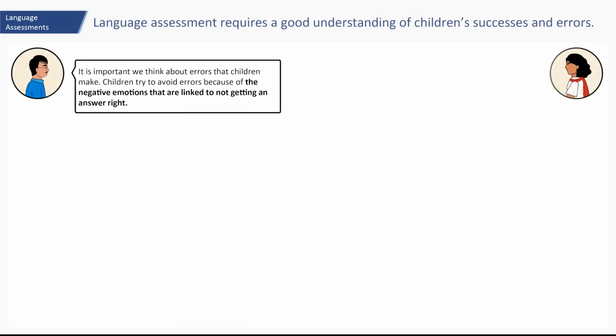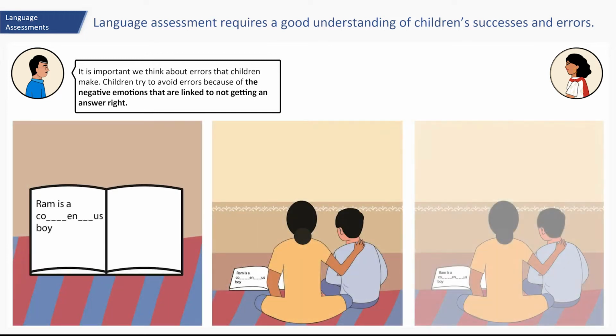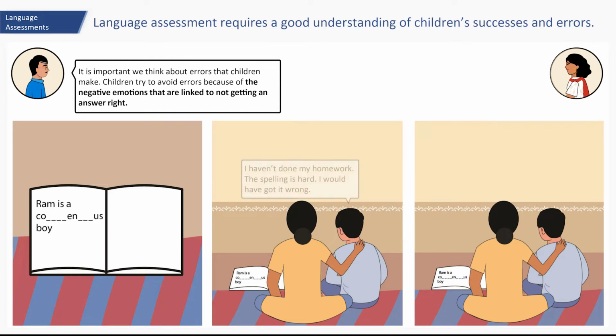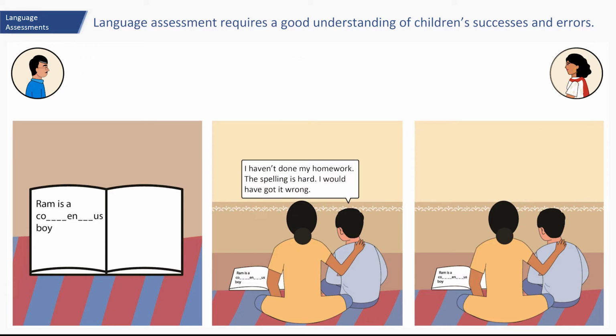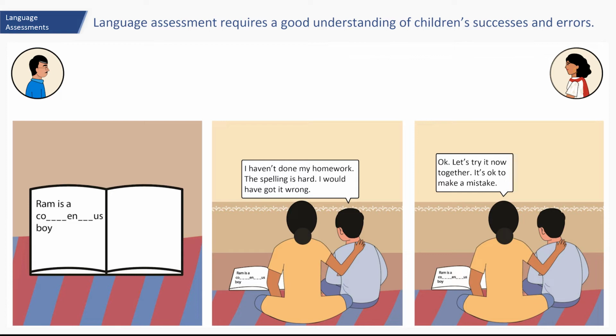It is important that we think about the errors that children make. Children try to avoid errors because of the negative emotions that are linked to not getting an answer right. I haven't done my homework. The spelling is hard. I would have got it wrong. Teachers can show children that errors are good because they help identify what has to be done to deepen learning. Okay, let's try it now together. It's okay to make a mistake.